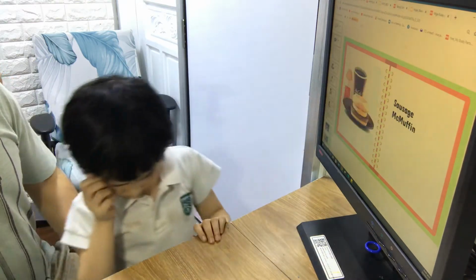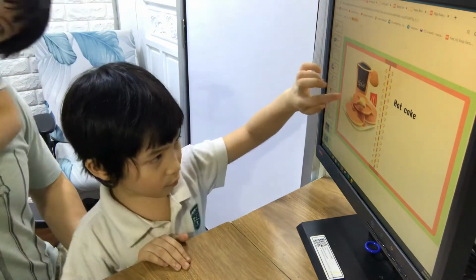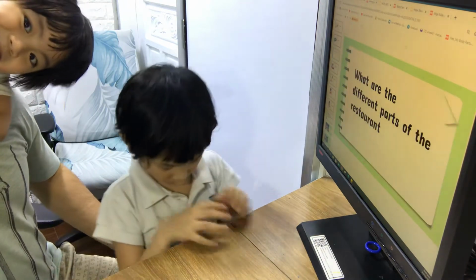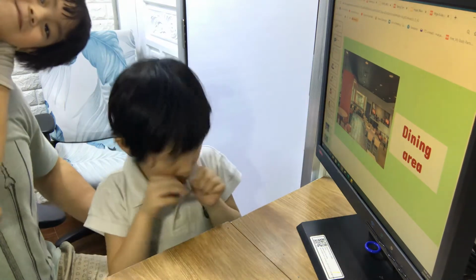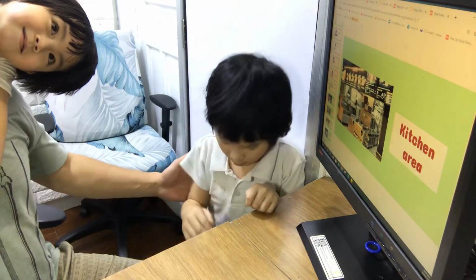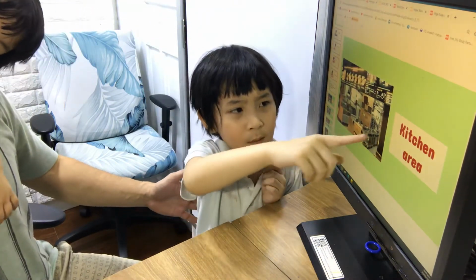There are also breakfast meals like sausage McMuffin, big breakfast, hot cake, chicken McNuggets, okay? Now, parts of the restaurant, anak: dining area. This is where you eat. And kitchen area. This is where you cook the food and prepare the food.